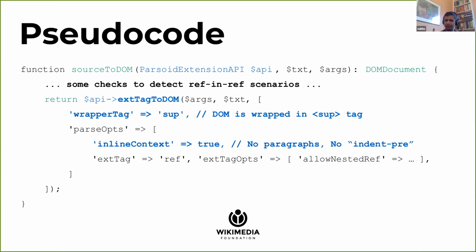Additionally, it's asking the API to wrap the output in a sup tag. And thirdly, you might know that the ref tag does not have paragraph wrapping. So the API provides you semantic control over that by declaring that this is to be parsed as if it's inline context. So in an inline context, paragraphs are not wrapped, and there is no indent pre even. So indent pre is where you can leave a white space at the beginning of a line to create Wikitext pre-like output. So in inline context, both are disabled.